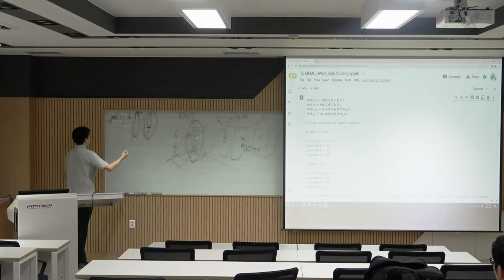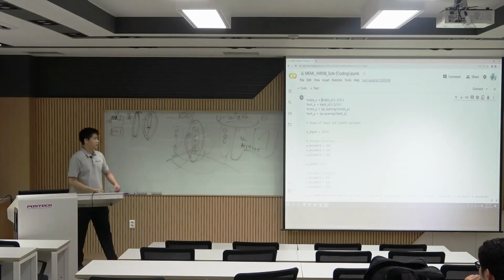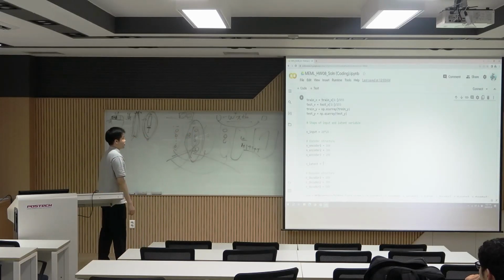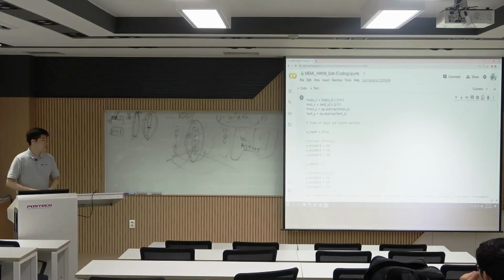So we need to normalize these pixels so that we can change them into pixel values within 0 to 1. So we're dividing every pixel of the image by 255, okay? So we can normalize our pixel values from 0 to 1.